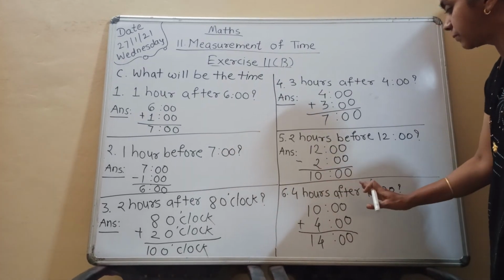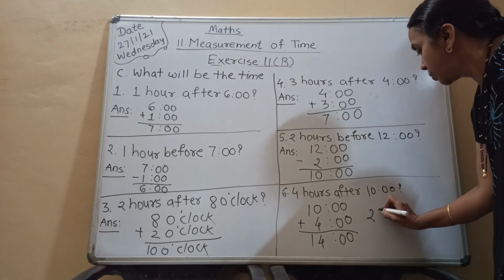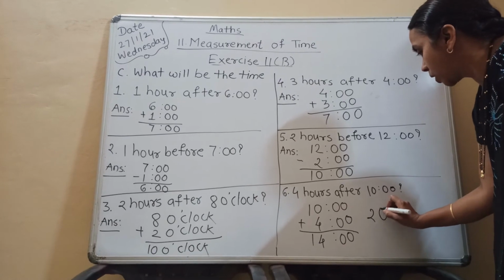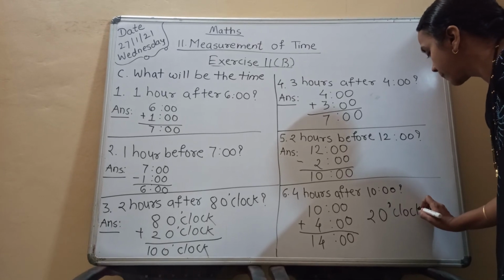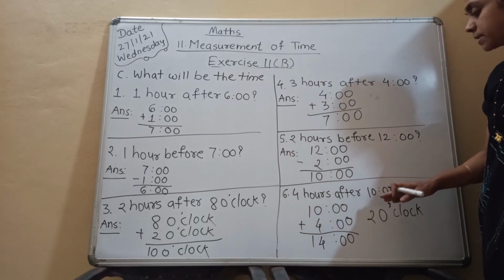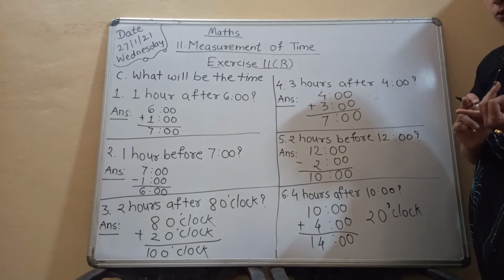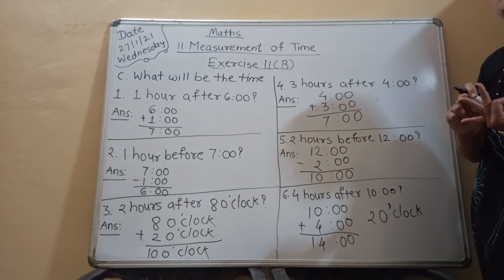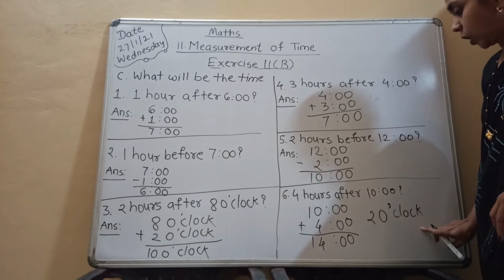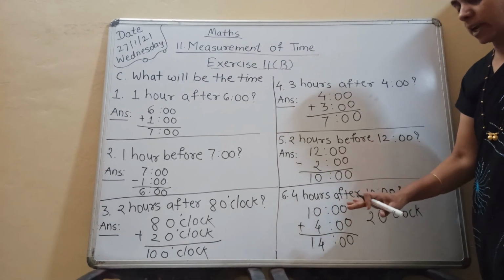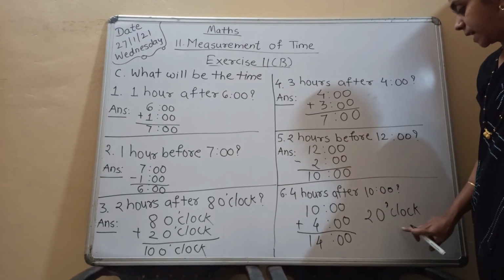4 hours after 10 is equal to 2 o'clock. See, 4 hours. 10 to 11, 1; 11 to 12, 2; 12 to 1, 3; 1 to 2, 4. 4 hours after 10 is 2 o'clock. 14 is our answer, but 12 plus 2 means how much? 2. 2 o'clock is our final answer.